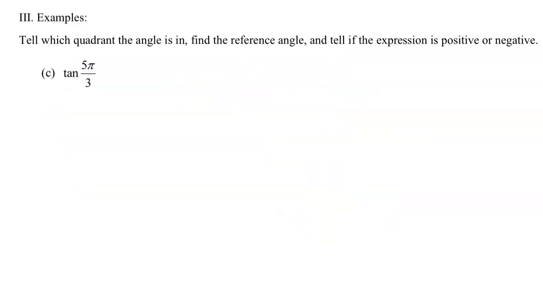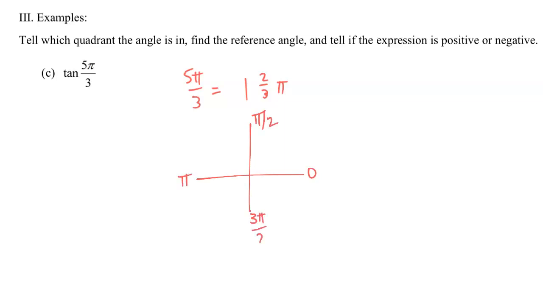Okay, here on letter C, we have the angle 5 pi over 3. So again, taking this mixed fraction approach, 3 goes into 5 once with 2 left over. So 1 2/3 pi. Well, here's 0. This is half of a pi. This is 1 full pi. And here's 1 1/2 pi, which is how you can think of 3 pi over 2.